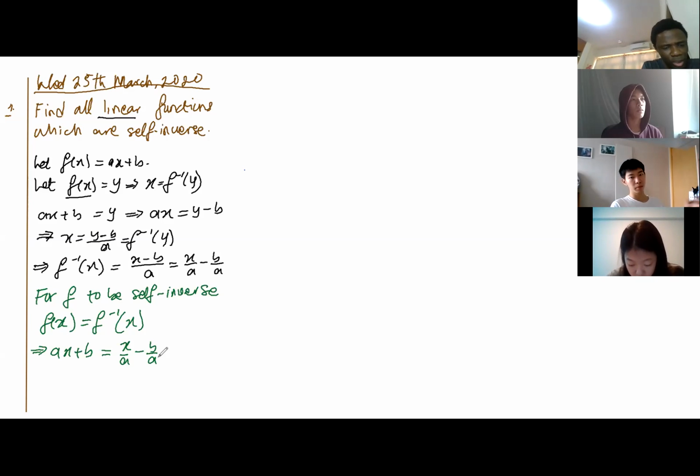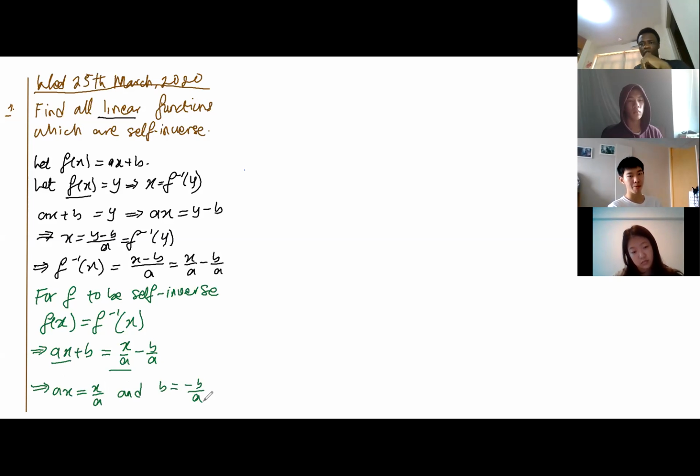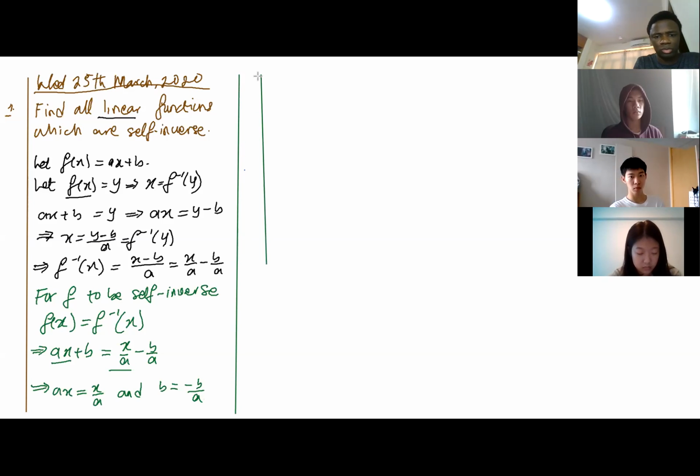If you compare both sides, to compare that, what does that mean? It means ax must be equal to x over a, and b must be equal to negative b over a. Does this make sense? So we can see two things. Two things must happen. So let's see our conclusion, our deduction. What can we deduce from these two things?